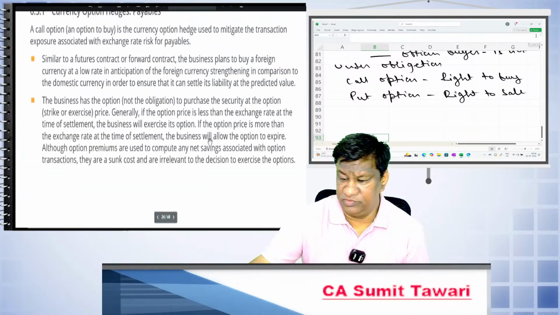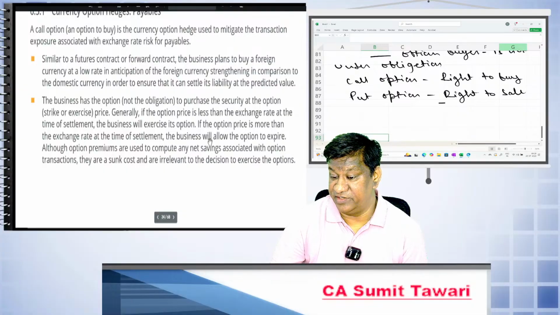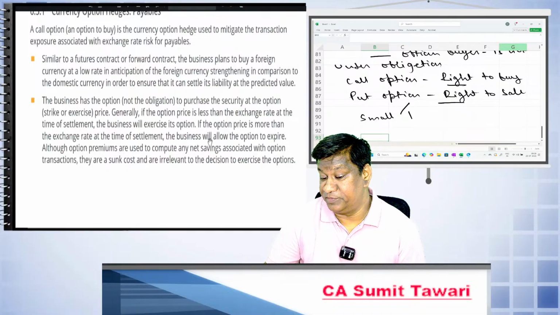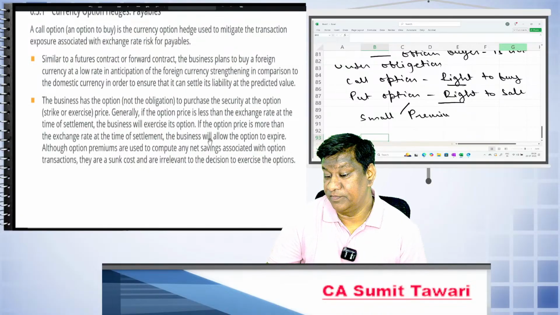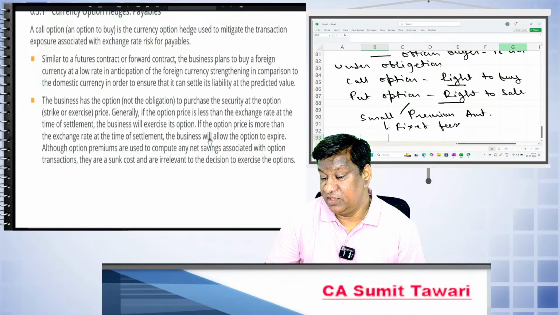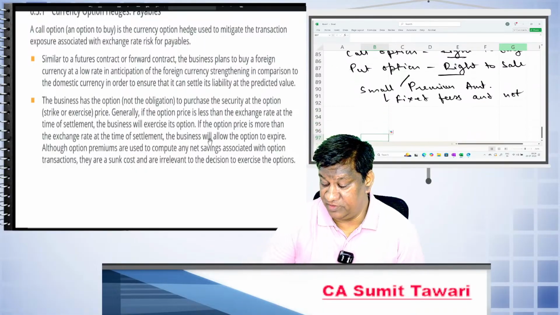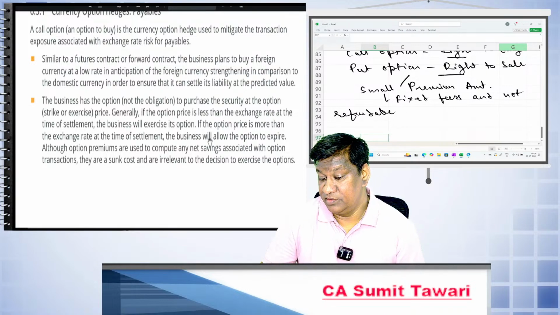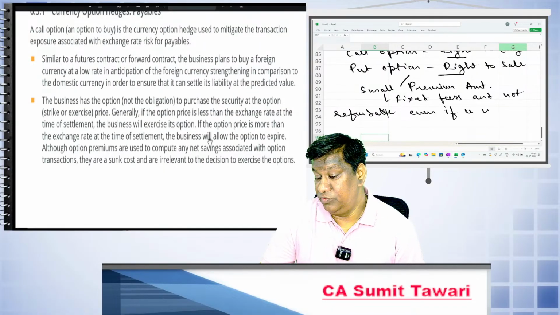Okay, so one more issue: because it is a right, not an obligation, you need to pay a small premium amount. It is a fixed fee, and not refundable even if you are not interested in executing the contract.